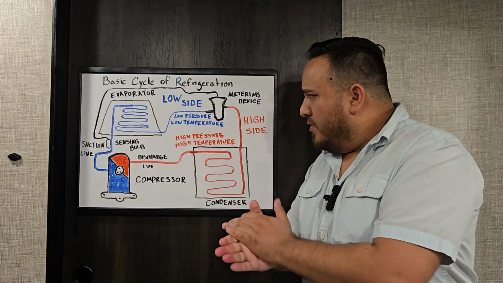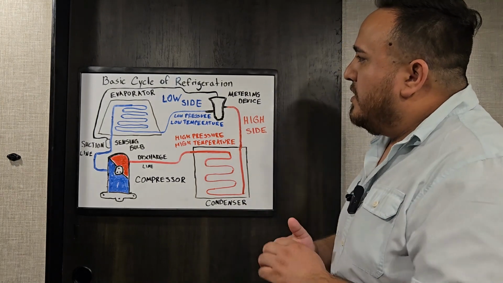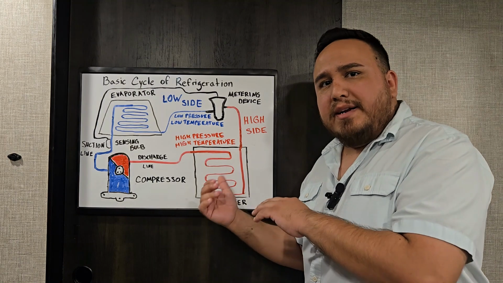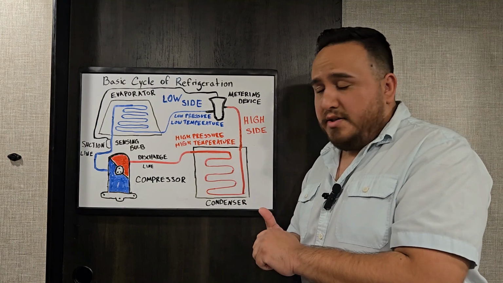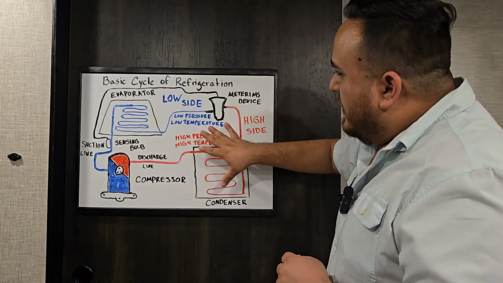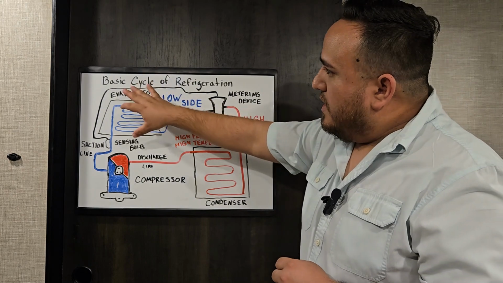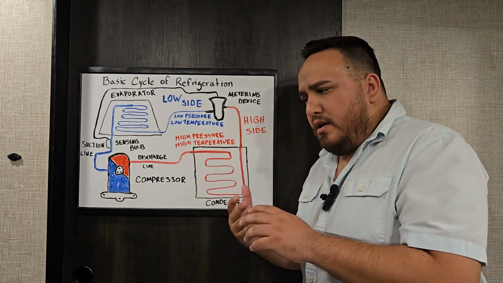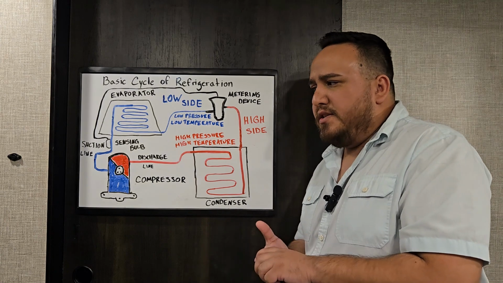So let's move forward on the high side and low side of the air conditioning system. As you can see here, I color coded the high side and the low side. You have the high side on this part of the system and the low side on this part of the system.